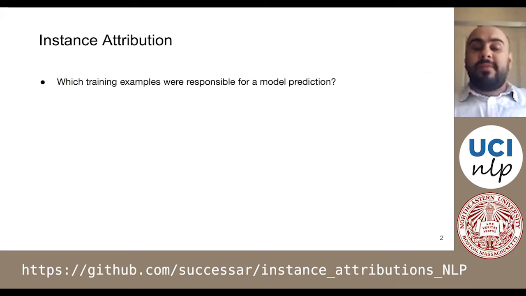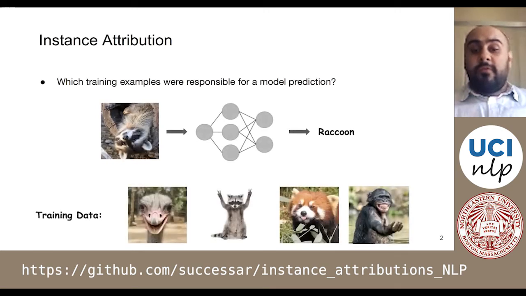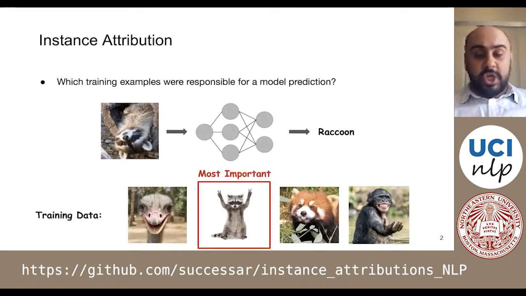The goal of instance attribution methods is to identify responsible training instances for a specific target prediction. So, for example, having a trained model, after getting the model prediction for a specific target instance, the goal is to go through training instances and find the one that is most influential for this specific target prediction, as we can see in these images.